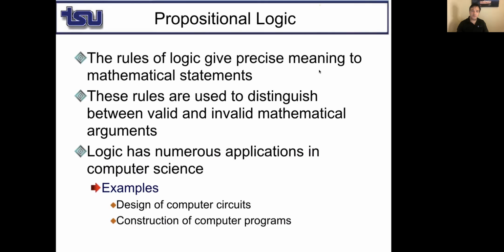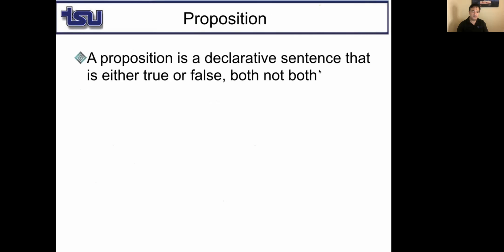For example, design of computer circuits. When you take a digital logic design course, you're going to see that the fundamental piece of circuits is the transistor, and transistors can come together and build gates. And gates are the basic implementation of propositional logic, as you will see. And computer programs are heavily using propositional logic as well. So again, a proposition is a declarative sentence or statement that is either true or false, but not both.